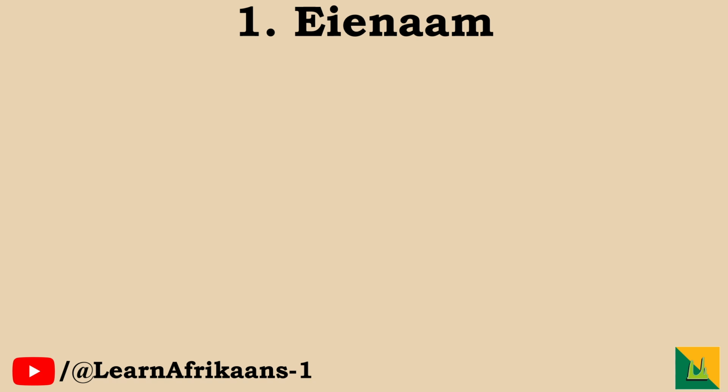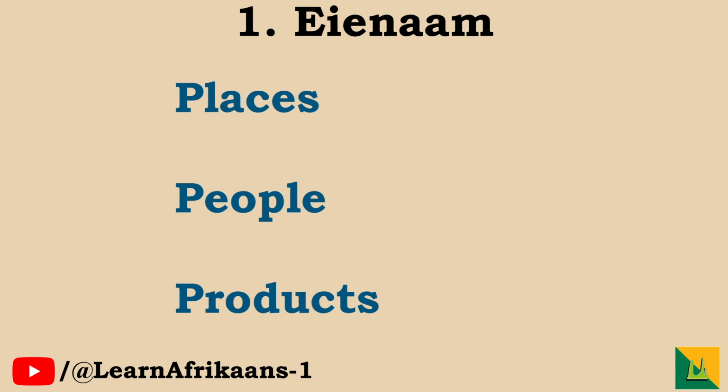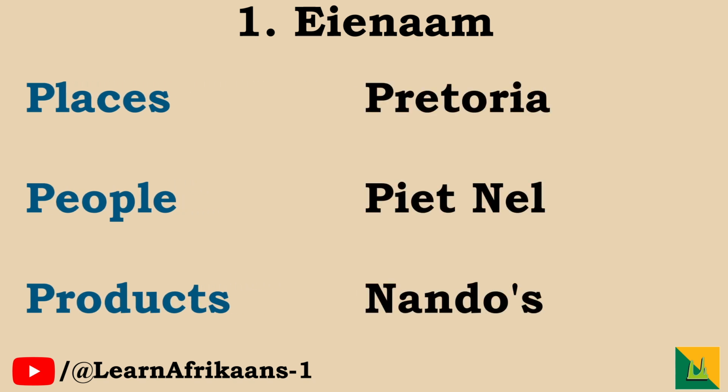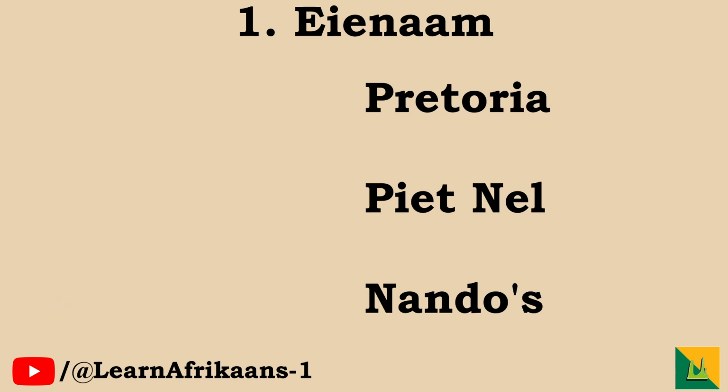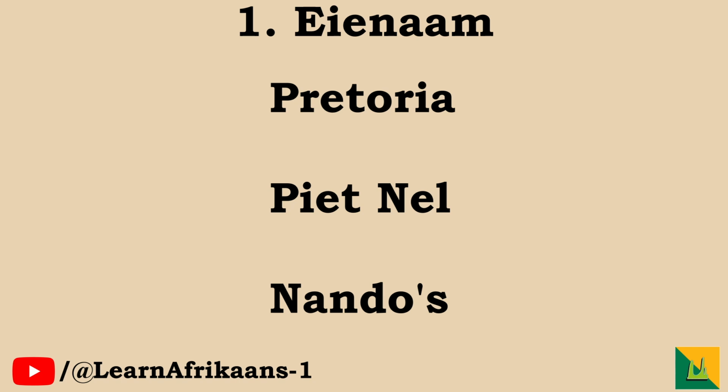Eerste soort selfstandige naamwoord. Eienaam. Eiename are the names of places, people and products. For example, Piet Nel, Pretoria, Nando's. It is important to note that just as in English, eiename always have a capital letter, a hoofletter.